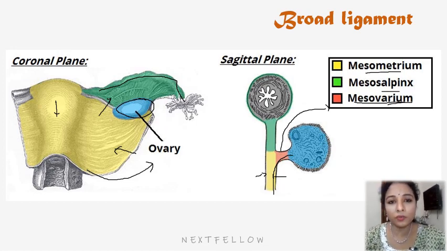Let's see the contents of this broad ligament. So if you see the contents, it contains the ovarian artery, nerve, vein, that is the ovarian neurovascular bundle, and broad ligament also contains the ovarian ligament of uterus, which is a remnant of gubernaculum of embryo. Then uterine tubes and neurovascular bundle like uterine artery, vein and nerves are also present.